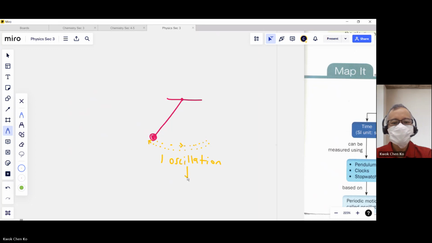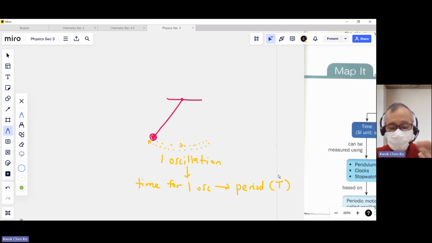Now, the time for one oscillation is called the period. Now, get used to seeing this word period. It is a term that describes time, and the symbol is capital T. Now, yes, of course, you also use capital T for temperature. Do not be too surprised. There are common symbols that are used for different quantities.